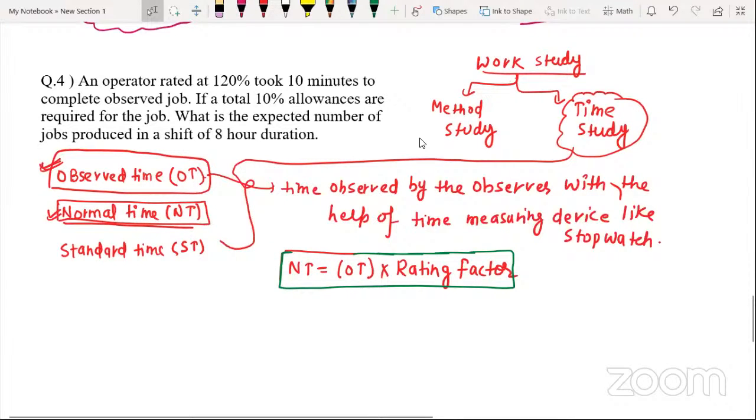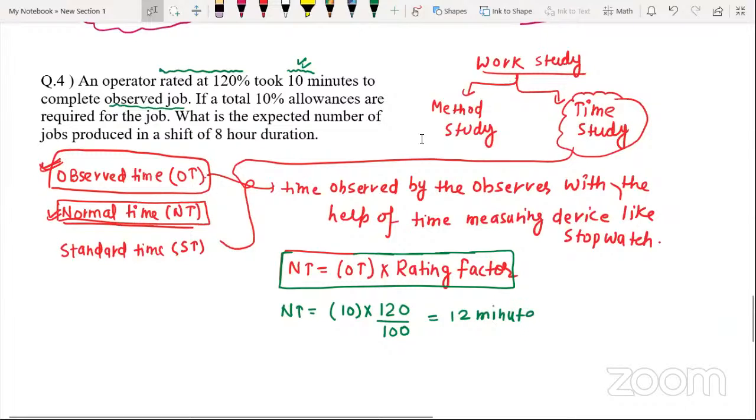So from this you can see that it is rated at 120%. This is the rating factor, and it took 10 minutes to complete the observed job. So observed time is given as 10 minutes, and the rating factor is 120%. From here you can find the normal time. Normal time is basically observed time, that is 10 minutes, into rating factor. It is just like efficiency. So from here you can find the normal time to be 12 minutes.